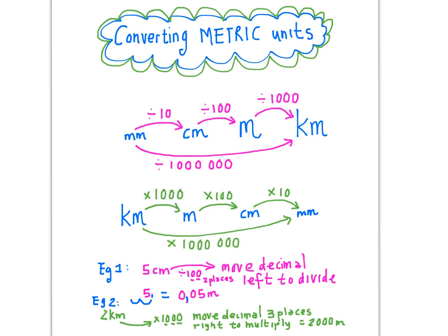So look at our example down here. If we're going from 2 kilometers, now we know to get to meters we must times it by 1,000, which means that we must move the decimal by 3 places. So how do I get to 3? I count the number of zeros. Look, 1, 2, and 3 decimal places. And now we're moving them to the right because we are multiplying them.